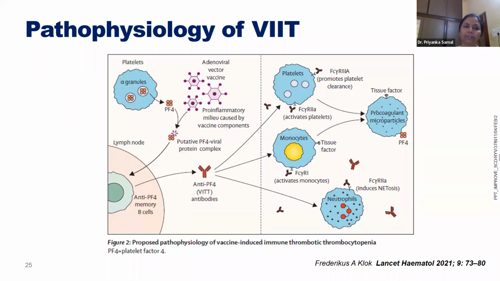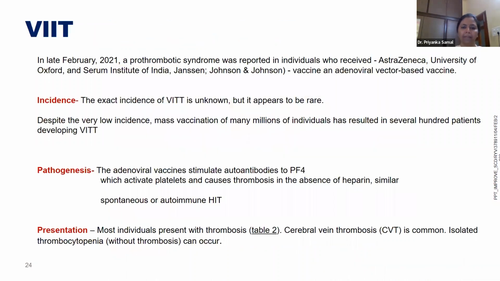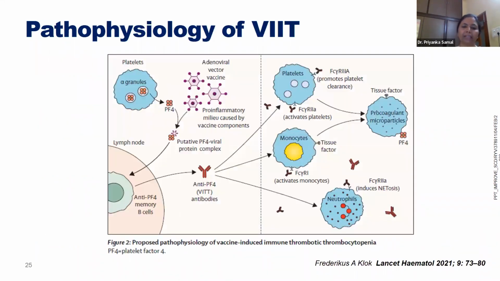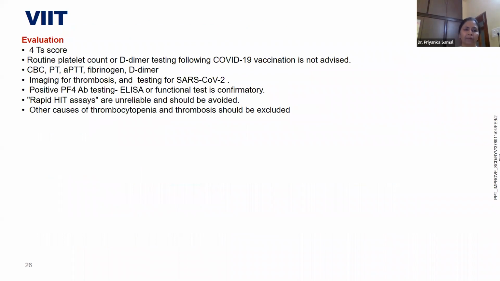So similar to that of HIT, almost the pathophysiology of VIT is also similar. And we have seen that many patients, even in our ICUs, we had calls where patients had thrombosis, typically females with cerebral vein thrombosis and isolated thrombocytopenia post-vaccination. And that is when we keep VIT also as a differential probability.